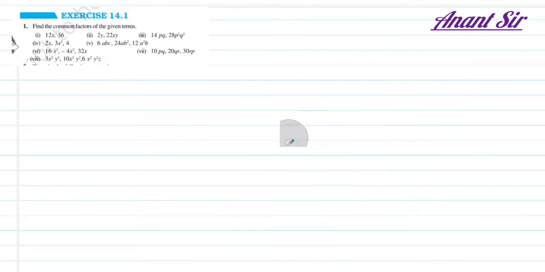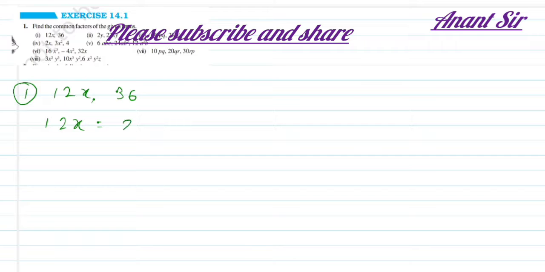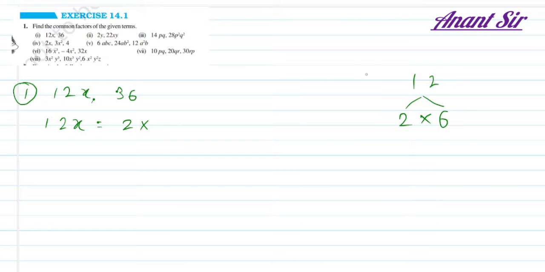So now let's see how we are going to solve this question. The first question: find the common factors of the given terms 12x and 36. So we are going to write the prime factors here. Okay, so what we'll do is write this as 2 times 6, or if we want, you can do it as 3 times 4, 12. Now this 3 will remain as it is, 4 will be written as 2 times 2.